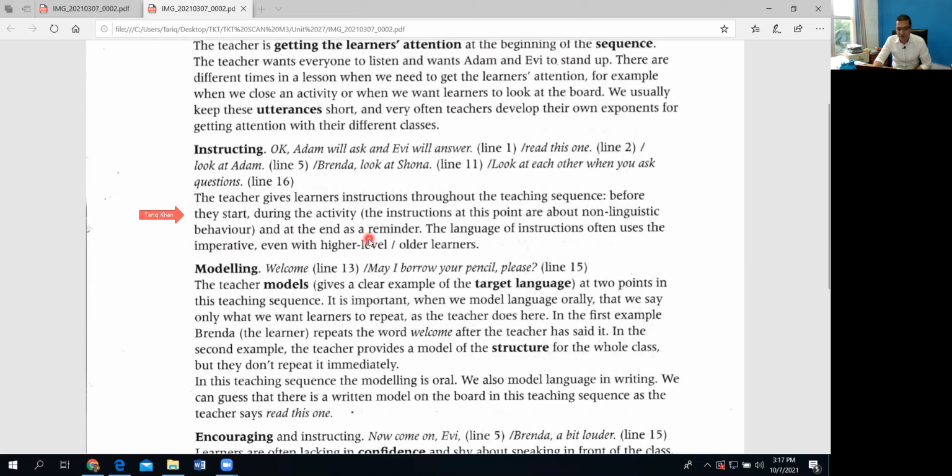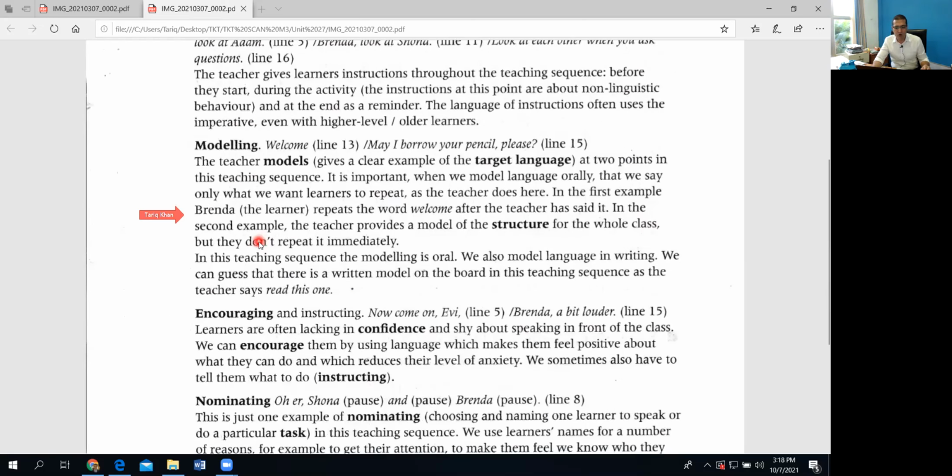And as a reminder, the language of instructions often uses the imperative, even with higher level or older learners. Imperative means commanding. Whenever you are a teacher, no matter whether you have elder students or younger, your tone when giving instruction is always a commanding tone, imperative. Do this, stand up, look at the board, turn to this page, open it, write this. All these are instructions in the commanding way. That's why they say imperative.